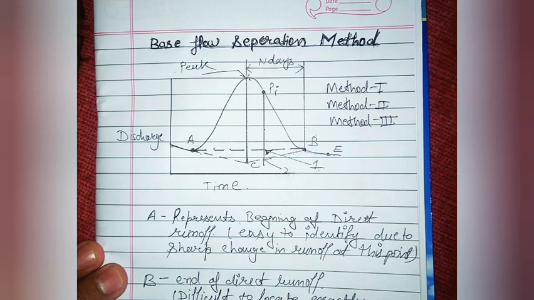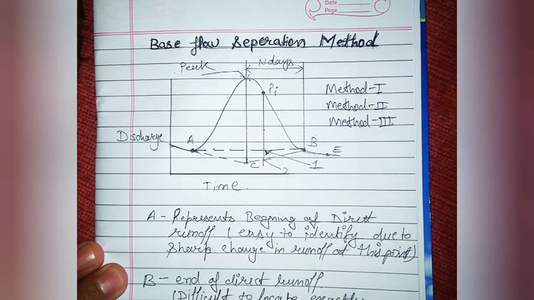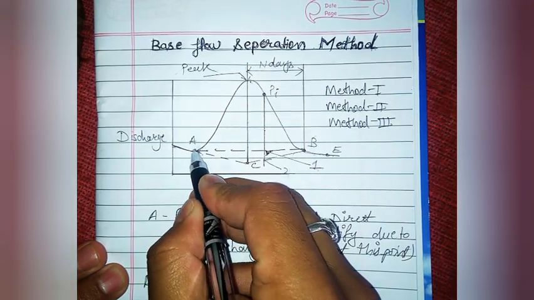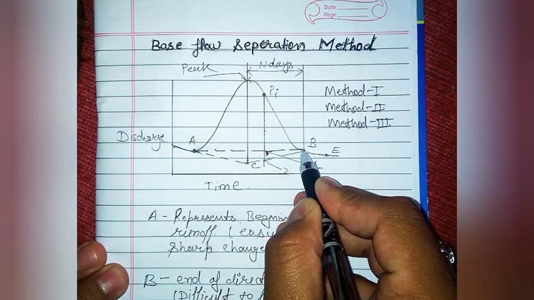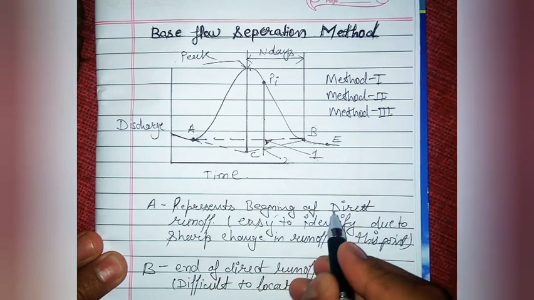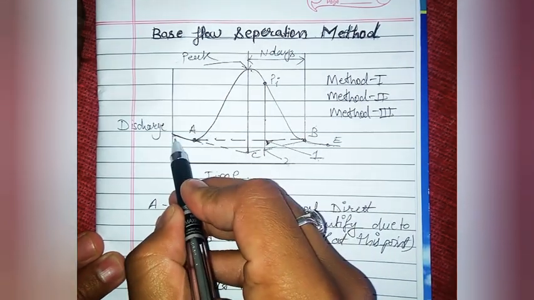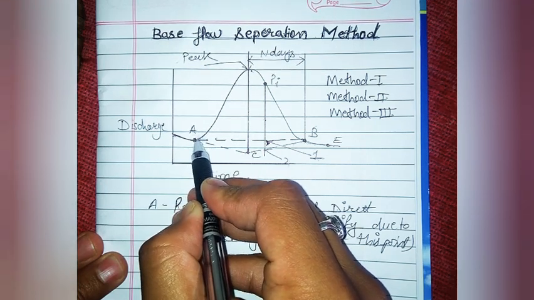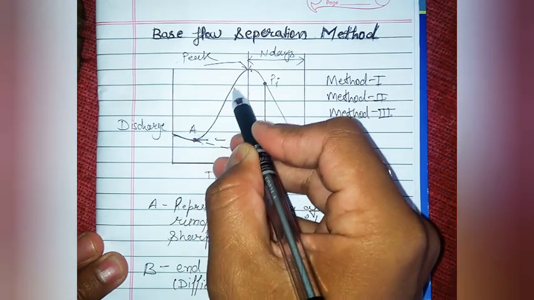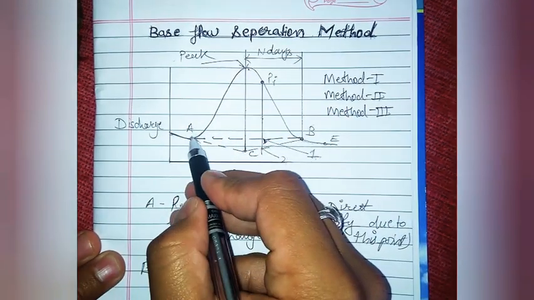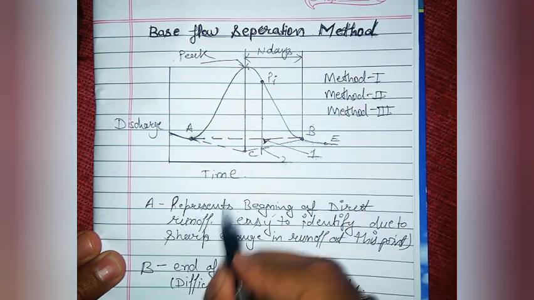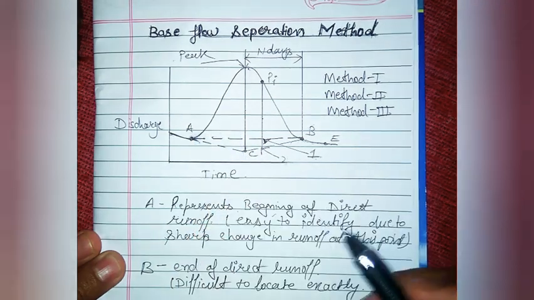The first method is the straight line method, in which we do the base flow separation by intersecting a line between point A and point B. So what is point A? Point A represents the beginning of the direct runoff. This is the base flow curve, and from here the discharge is increasing very rapidly. So from this point your direct runoff starts.